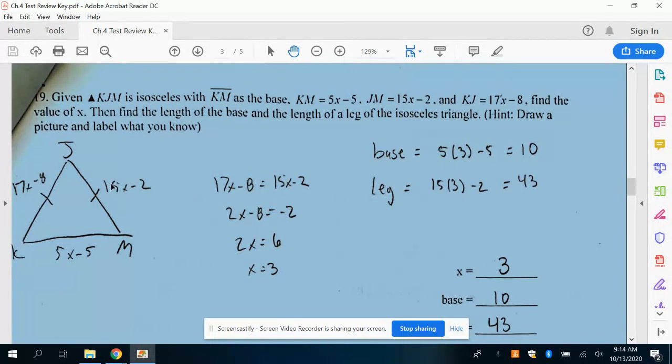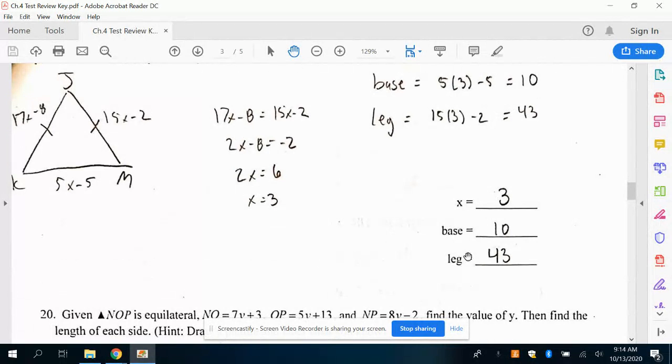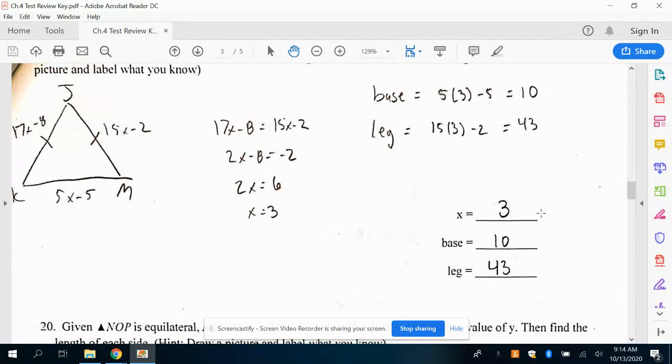Never mind. Okay, but anyways, so then you set them equal to each other, solve for x. That's how you get x. To get the base and the leg then, so the base is KM, so you plug 3 in for 5x minus 5. The leg can be either of these legs, so I plugged it into the 15x minus 2, and that's how you get those lengths.